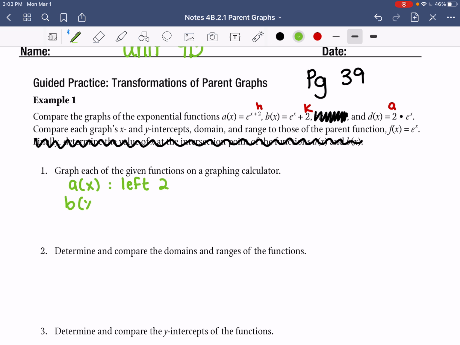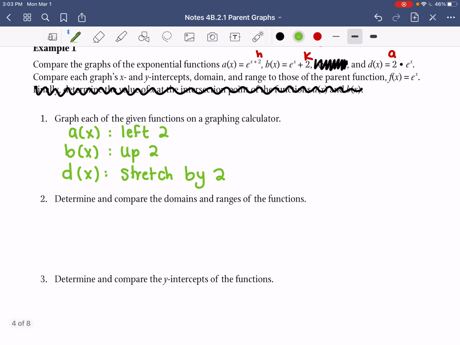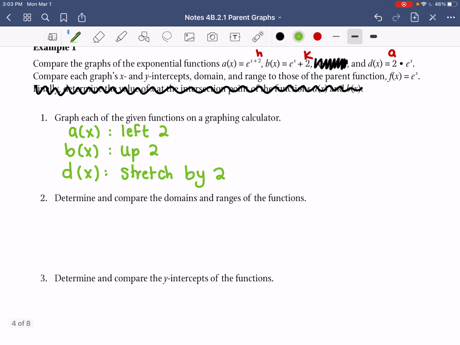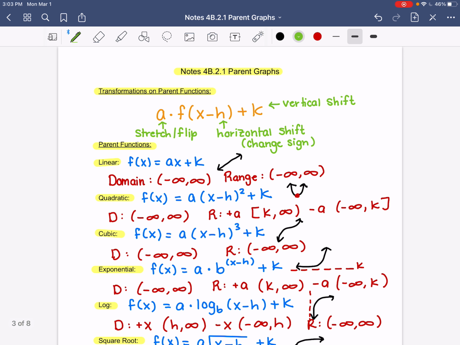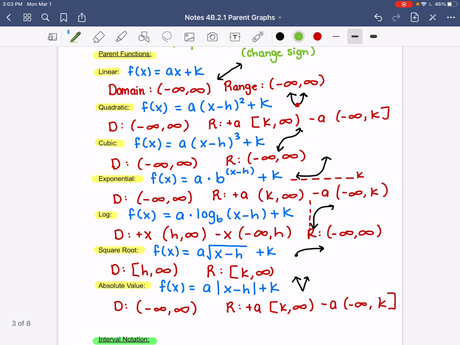B of x moved up 2, and then d of x, because we're not going to look at c, just a stretch by 2. So we're going to compare the domains and the ranges. If you remember, this is an exponential, e to the power of x. When we talked about exponential domains, your domain is always going to just be all real numbers. So all 3 of them are going to have the same domain of all real numbers.